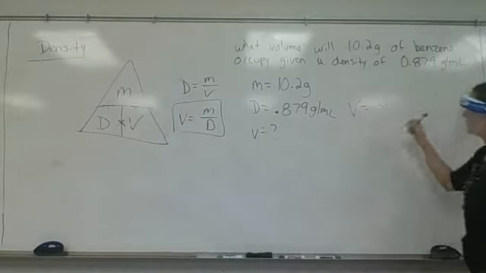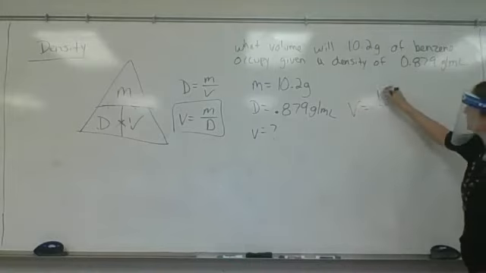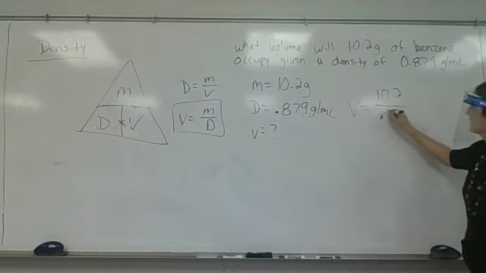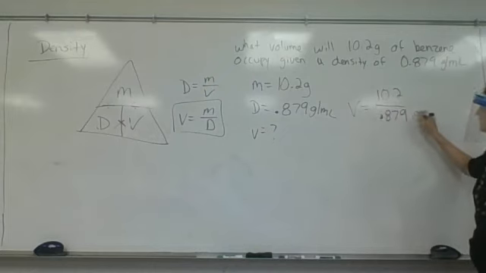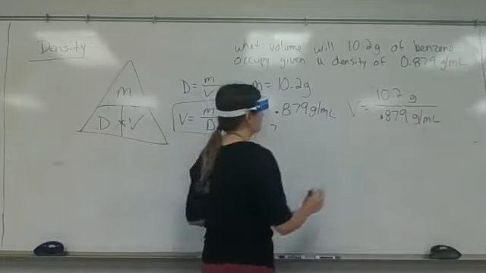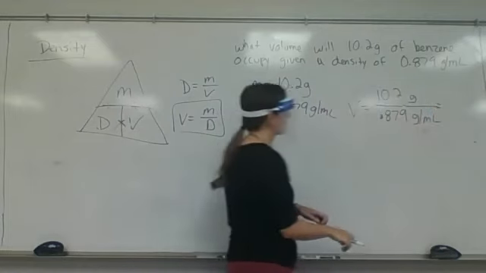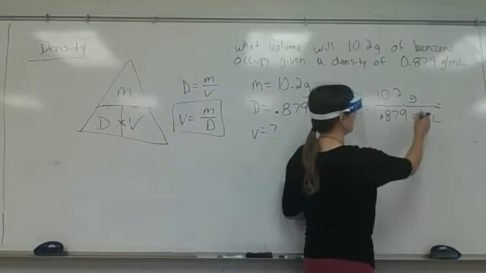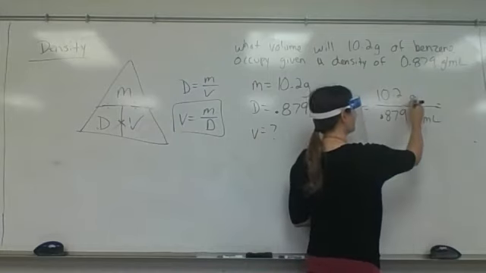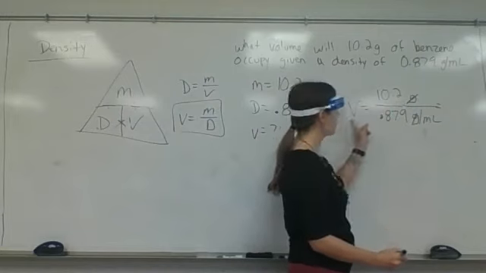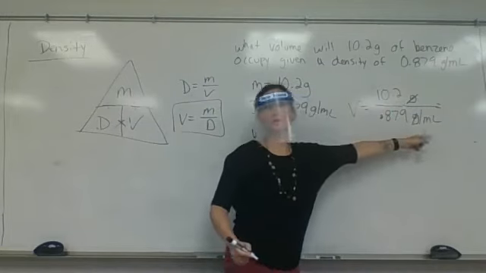Put that over here. My mass is 10.2 grams. My density is 0.879 grams per mil. And notice, see, I wrote the units here. Grams are on opposite sides of this horizontal line. That means the grams cancel out, and that's good because volume should be in just milliliters.